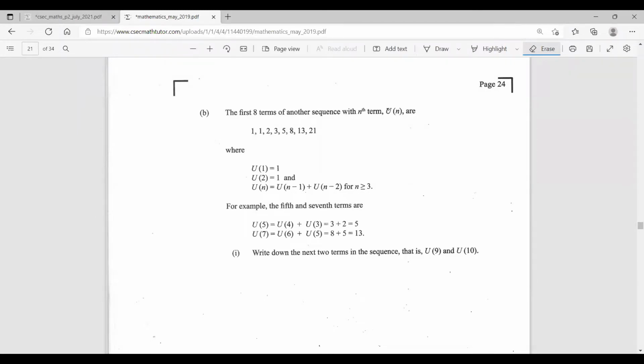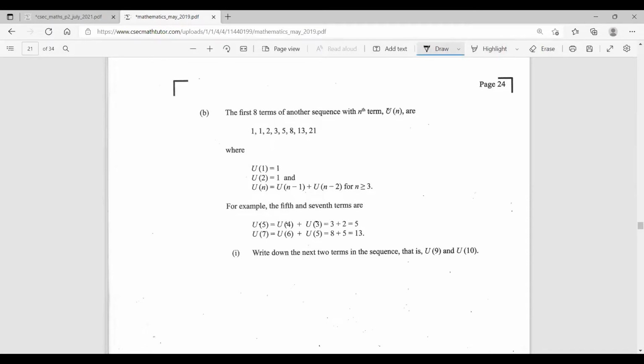Right, so one term before U7 is U6. Two terms before U7 is U5. Everybody with me, right? Yeah. Right. What does U5 mean? The term, right? Yeah. So the fifth term is based on adding the two terms before it.